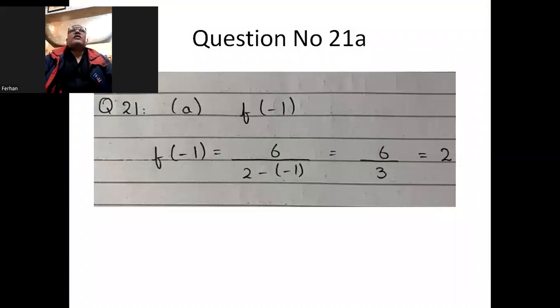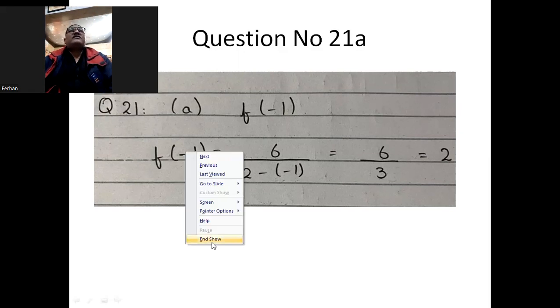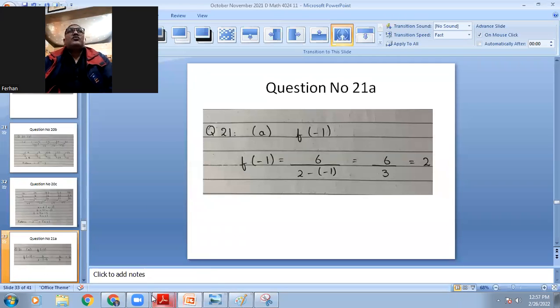So here we go. f of minus 1 will be equal to, in that formula, in the place of x, I will substitute the minus 1. So 6 divided by 2 minus minus 1. So it will be 6 divided by 2 plus 1, and that will be 3. So 6 by 3 will be 2. So for question number 21 part A, the answer will be 2.